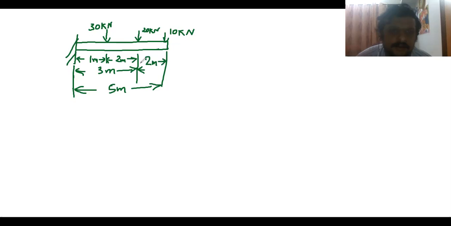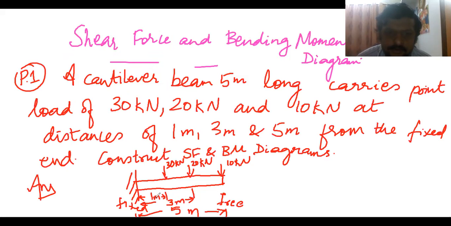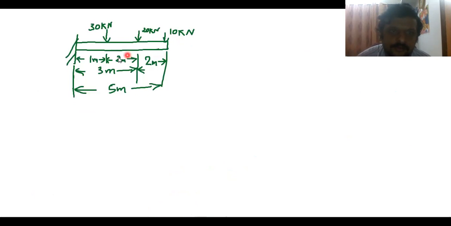So is that clear, students? Now, how to solve this problem? So that is 1, 2, 2. Previously it was 1, 3, 5 from the fixed end. So I made it as 1, 2, and 2. And 30, 20, 10 kilonewtons are the loads, and 1, 2, 2 are the distances at which the point loads are located.